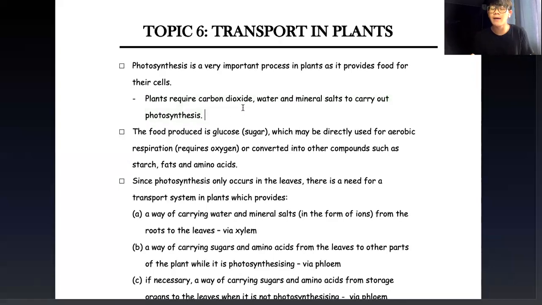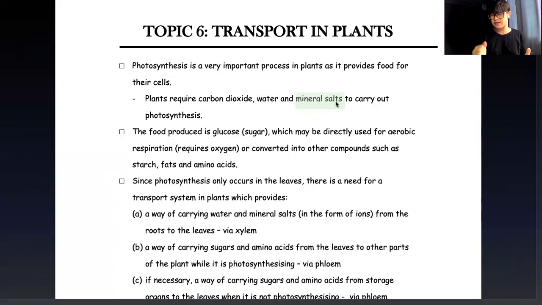So as I mentioned, this links to the previous topic, which is on photosynthesis, right? And what do we know? That photosynthesis requires carbon dioxide, and it also requires water, as well as mineral salts, right? So if you see here, the carbon dioxide can easily diffuse into the leaves, but the ones that we are concerned with are water and the mineral salts.